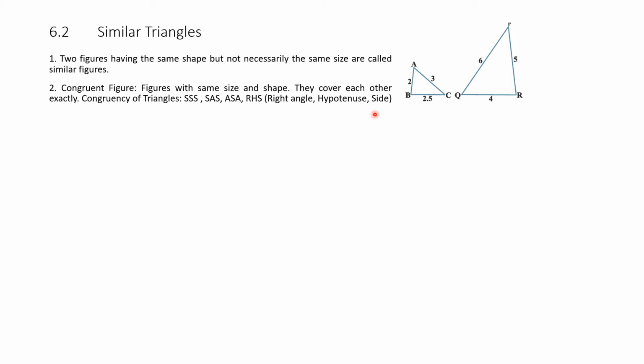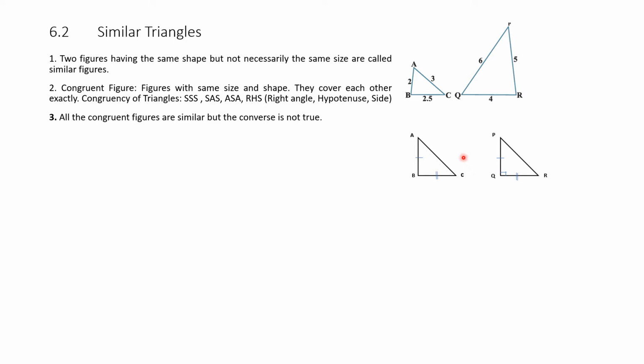Congruent figures. Congruent figures are figures of the same size and same shape. Here one triangle is large and one is small. If the small triangle is equal to the large triangle in size, then it is called congruent. That can be overlapped. All congruent figures are similar, but the converse is not true.